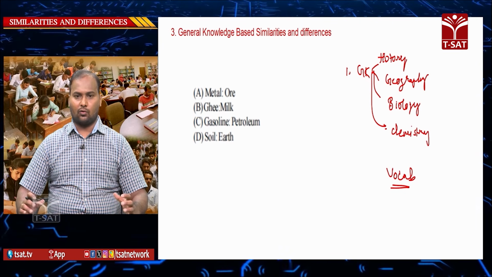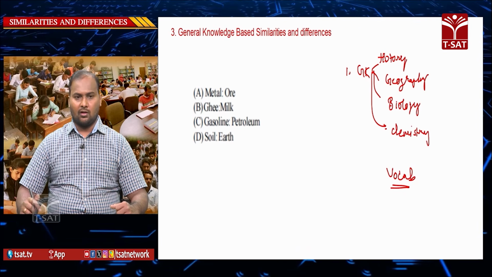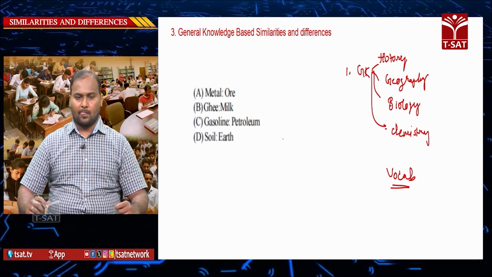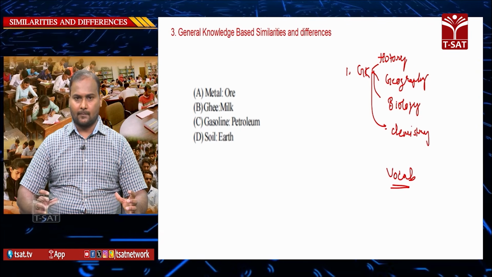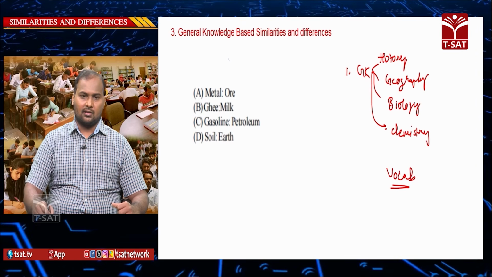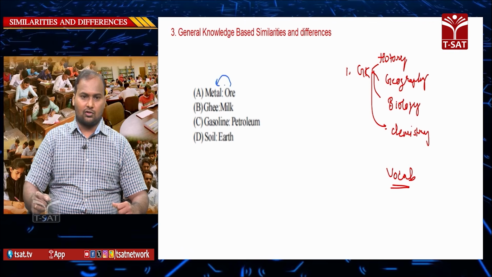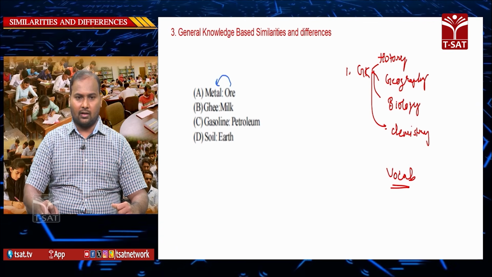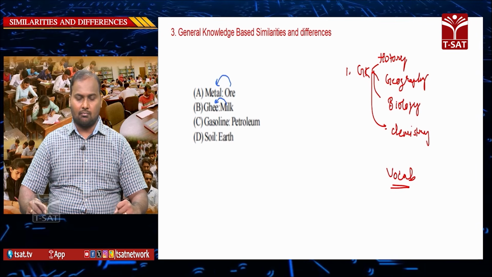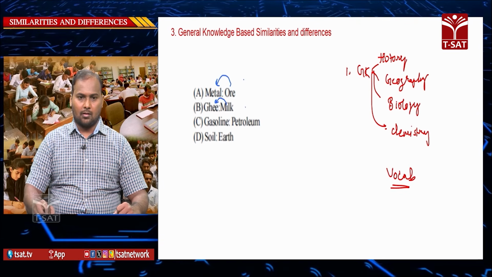So now let's try to apply this general knowledge logic to these questions to get the answer. If you see the first question, metal and ore. The first thing is you should be in a position to relate metal and ore. So what is the relation I can say? The metal is obtained from ore. In the same way, ghee is obtained from milk. Everybody knows that we obtain ghee from milk. And in the same way, we get gasoline from petroleum.